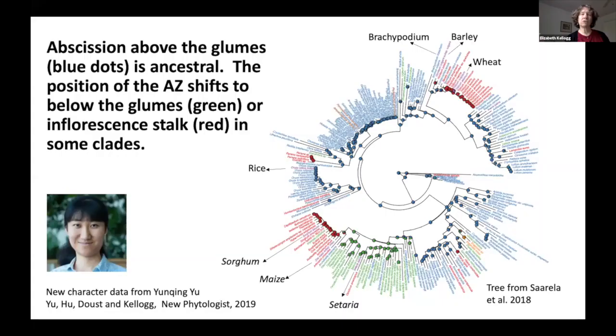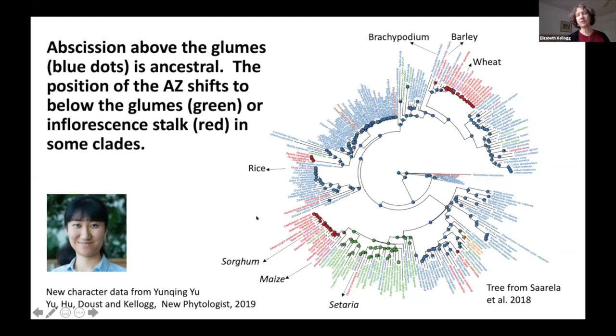So how does that sort out across the grass family? Well, Yunqing Yu, who's a postdoc in my lab, just characterized a whole bunch of grasses based on stuff from the literature and her own observations, and then mapped the position of the abscission zone onto the grass phylogeny. And so blue is the abscission above the glumes. That's like rice and Brachypodium, which I just showed you. Here's rice, here's Brachypodium. And that seems to be the ancestral condition. And then these things where there's abscission below the glumes, like Setaria, is shown here in green, and that's a derived condition.